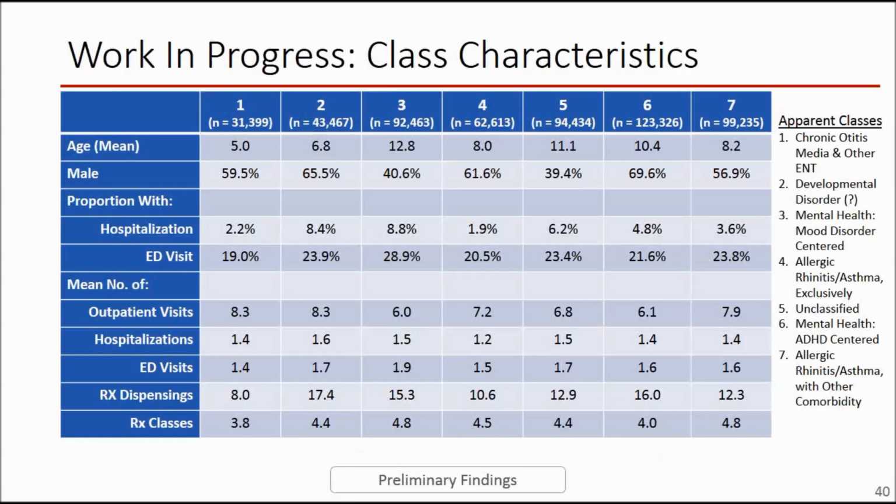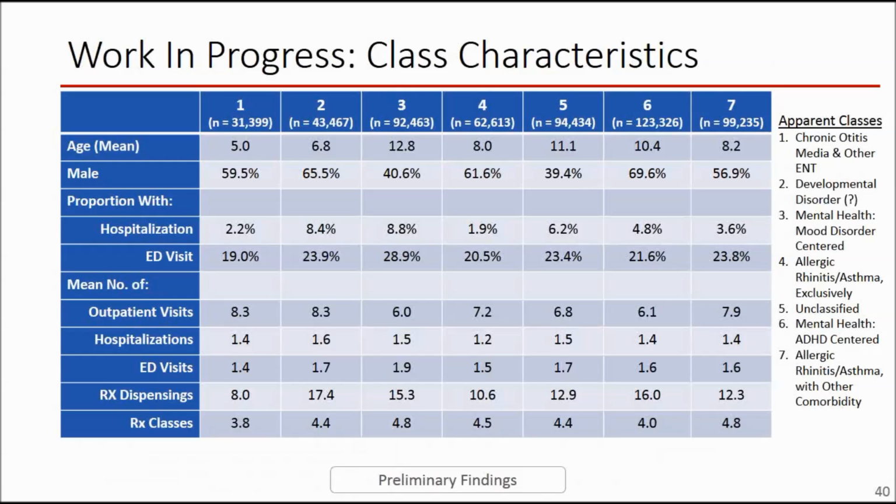So what do these kids look like? Here's class 1 through class 7. Ages differ. I'm not showing statistics here because I haven't done inferential or hypothesis testing comparisons on this yet. It's just intended to show what this looks like and what the differences might be between the groups. Mean age varies significantly. The highest age is in class 3, which is the mental health mood disorder centered group. Gender varies. Again, I mentioned that class 5 has the lowest proportion of male. That's the group that has the higher prevalence of menstrual disorders.